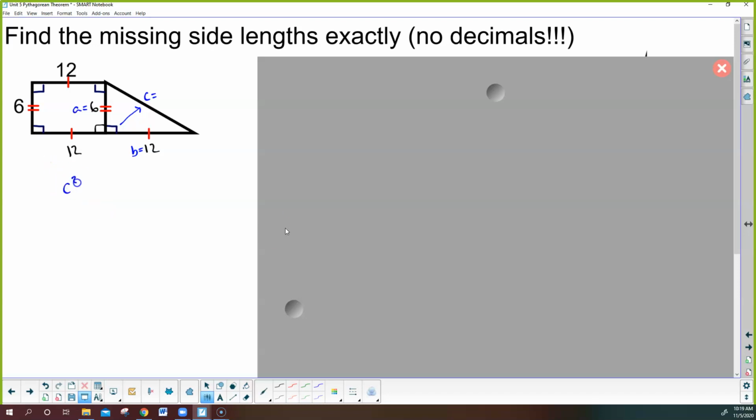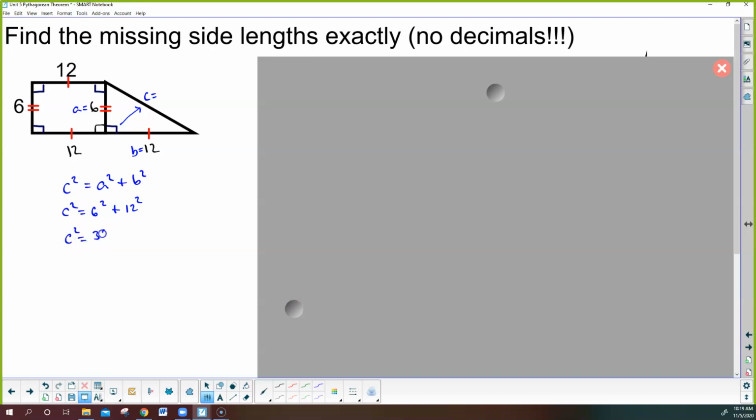So I'm going to just use my relationship. And you might be thinking, ooh, is this a triple? Well, 3, 4, 5. 3 times 2 is 6. So is 4 times 2 12? No, they don't have a common multiplier. So this is not a triple. But we do know what a and b are. So we'll plug in what a is. a is 6, b is 12.